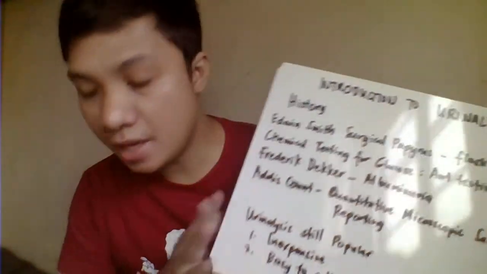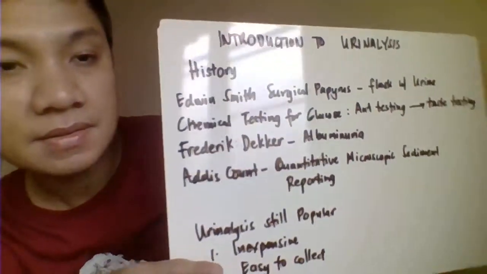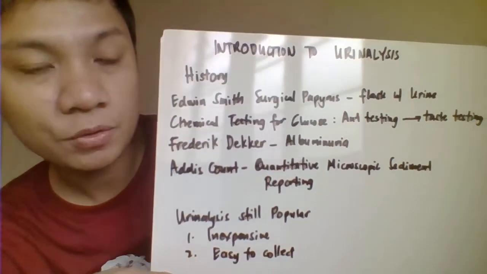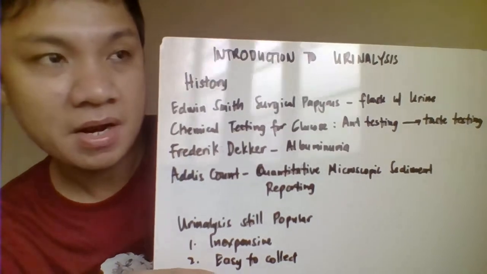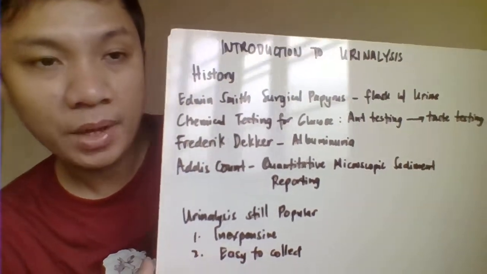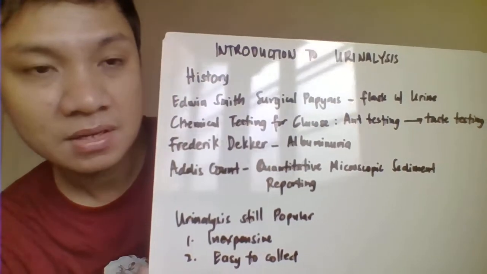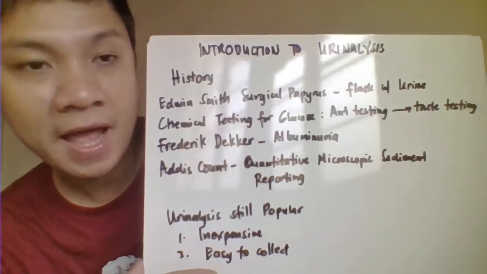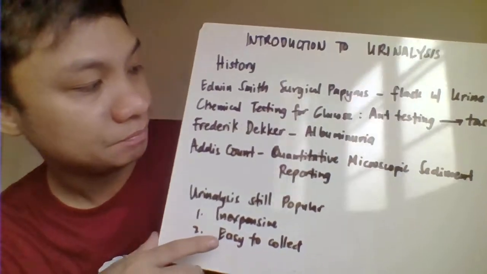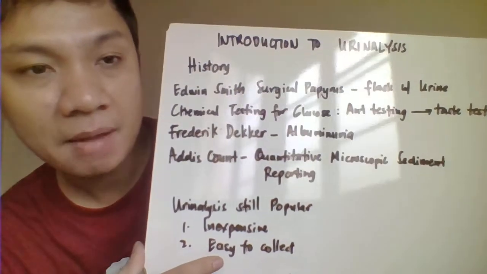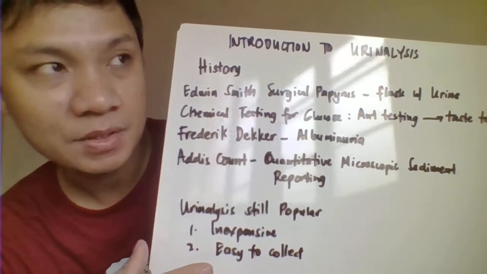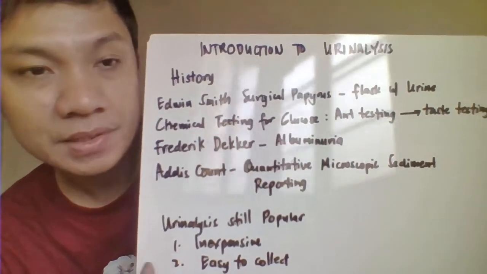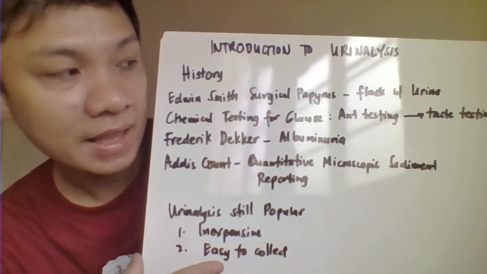So we start with the ancient writings. The Edwin Smith Surgical Papyrus provides a picture of a physician holding a flask, and the flask contains urine. That signifies that even during ancient times, urine testing was being done by the physician. Then we have chemical testing of the urine, especially to determine if the patient is diabetic or not, with glucose testing. It was done by ant testing.